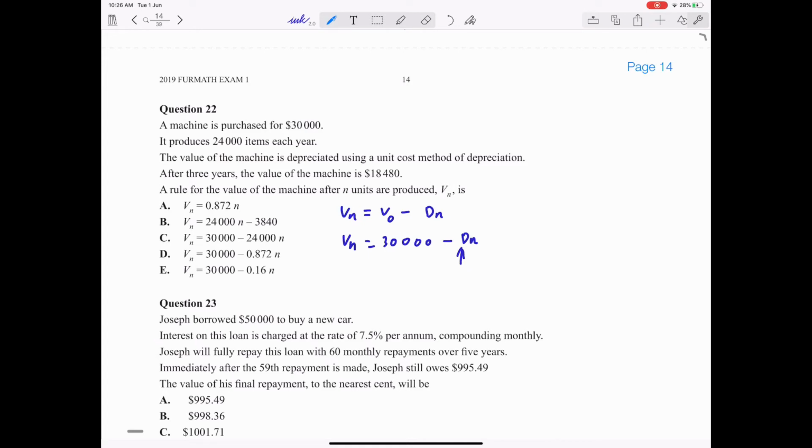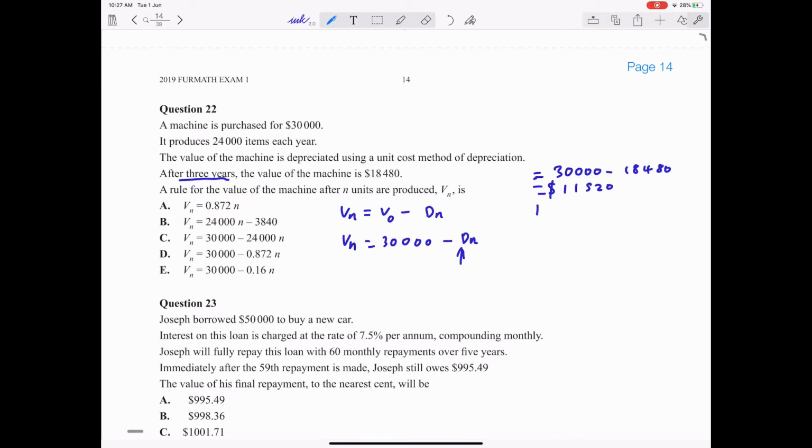So to do this, we have to find how much the machine has depreciated over the 3 years, because this is the value of the machine after 3 years. So to find how much the machine has depreciated over the past 3 years, you do 30,000 minus 18,480, which gives you $11,520. So that's how much the machine has depreciated over the past 3 years. So we've got to find how much the machine is depreciated each year.